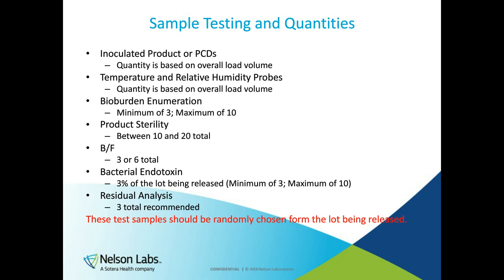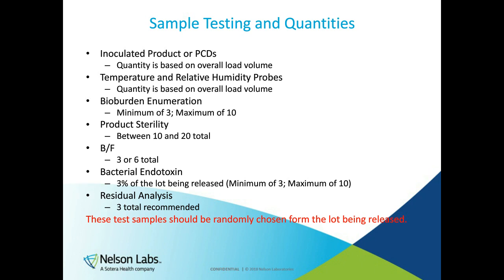So when you are planning for your batch release, you'll want to initially take note of an approximate volume that you'll be sterilizing, so that way you can have an understanding of how many devices you're going to need to compromise for the inoculated product and know how many probes you'll need.